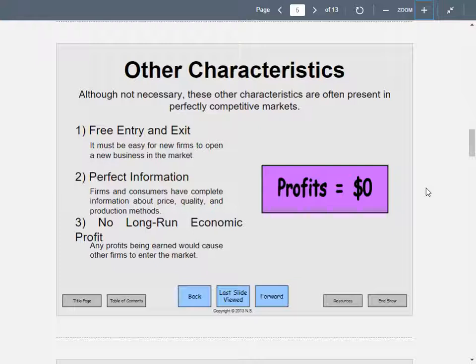Perfect information. Firms and consumers have complete information about price, quality, and production methods. This means that people can just hit up Google and figure out how you grow an apple tree. What goes into it? How do apples look? No long-run economic profit. Any profits being earned would cause other firms to enter the market. So you're not going to get rich being a farmer.